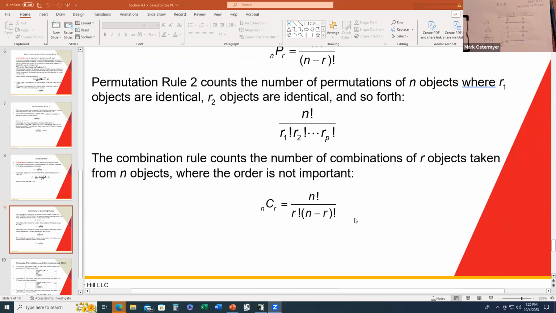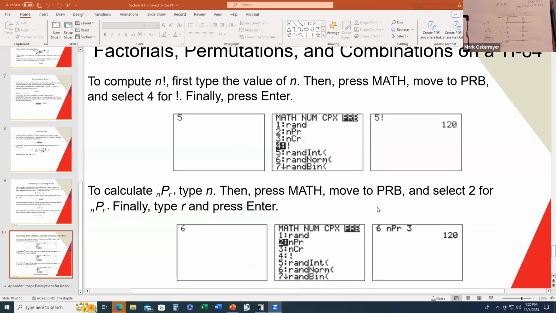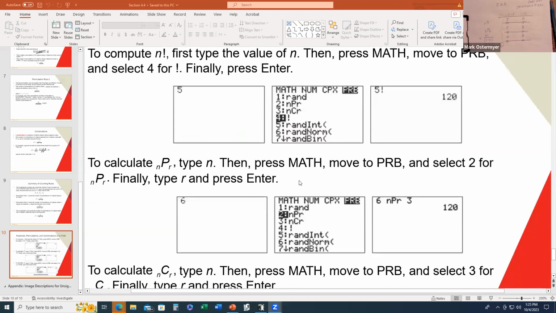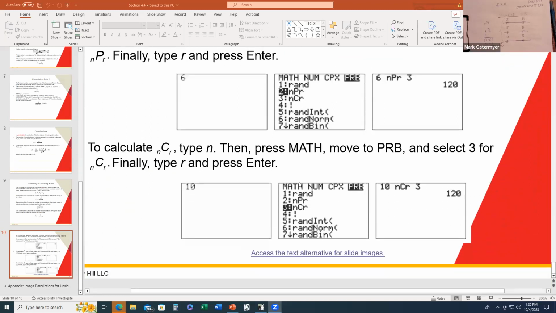This is the combination formula, where order does not matter: the number of ways of choosing R things from N things if order does not matter. Okay, and this is the way to access the functions on your calculator. I already went over that.